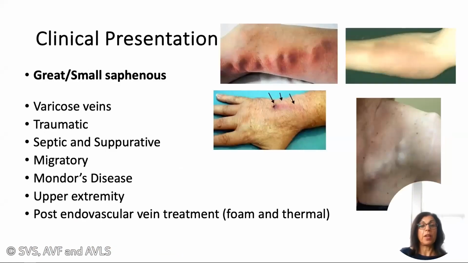The problem with SVT is that the presentation is quite heterogeneous. We think of it only in the great or small saphenous veins and tributaries, but it can present in a number of other places, including in the arm, after PICC lines, traumatic, etc. So there is no real standardization in terms of its presentation and treatment. We're going to talk primarily about the truncal veins.